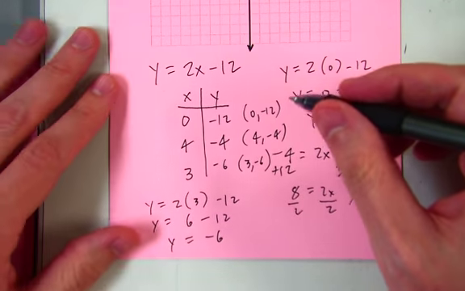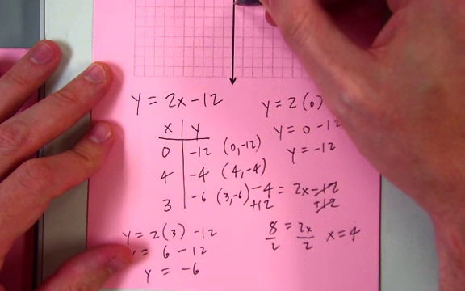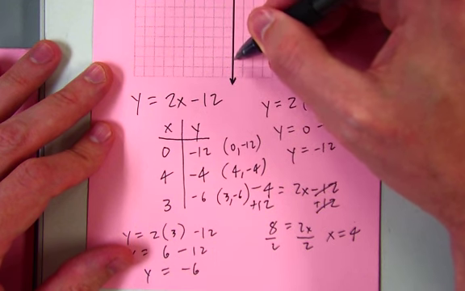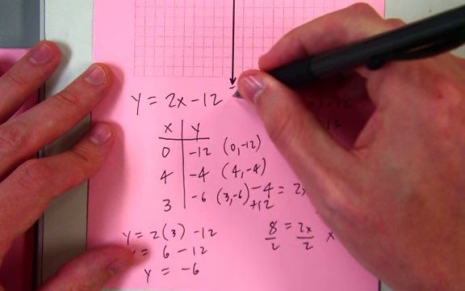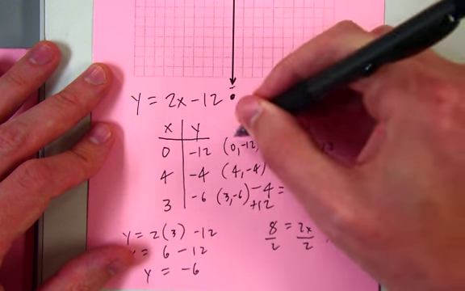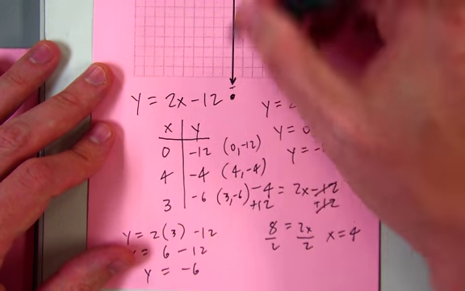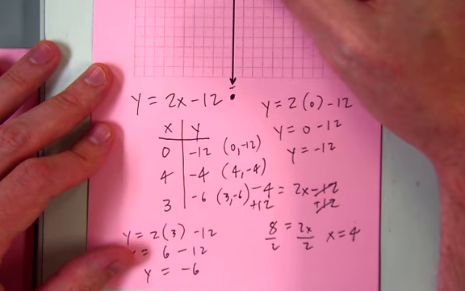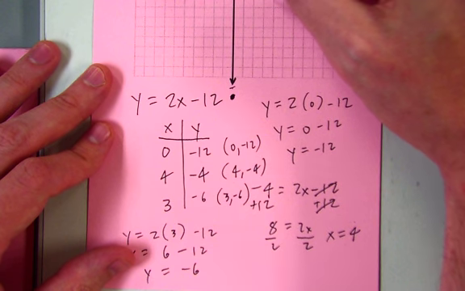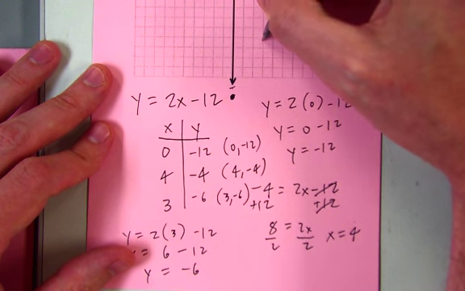If I wanted to graph these points, I can. I actually have to go off the graph a little bit since the graph only goes to 12 here. So 0 and negative 12, my x value is 0. We don't go right or left at all. We go down 12 units down to here. 4 and negative 4, 1, 2, 3, 4 to the right, since it's positive, negative 4 will be down here. And then finally 3, 1, 2, 3 to the right, and negative 6, 1, 2, 3, 4, 5, 6.